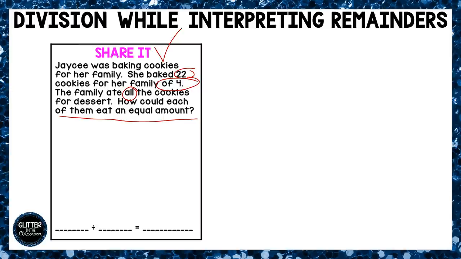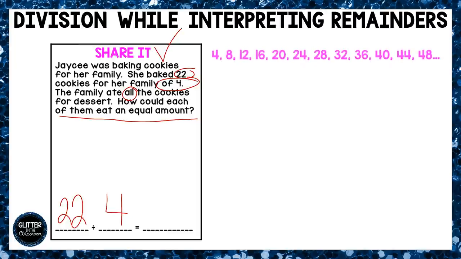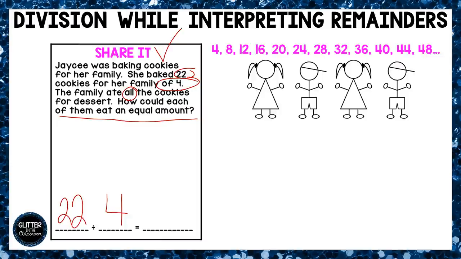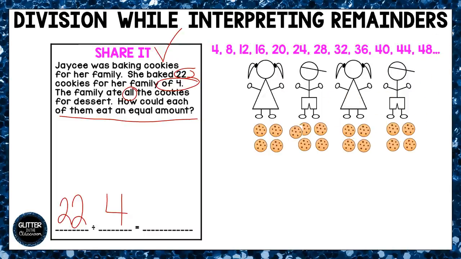Well, let's go ahead and take a look at our numbers. There's 22 cookies that will be divided among 4 family members. Well, I know my 4s, and I know that when I skip count by 4, I don't say the number 22, so I'm going to have a remainder. Now, let's go ahead and divide out the cookies evenly to her 4 family members. If you divide them evenly, one for you, one for you, one for you, one for you, you will end up seeing that each family member gets 5 cookies.